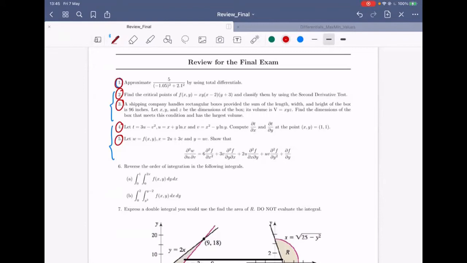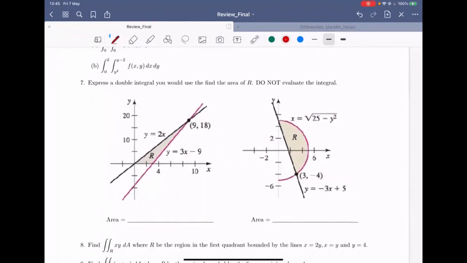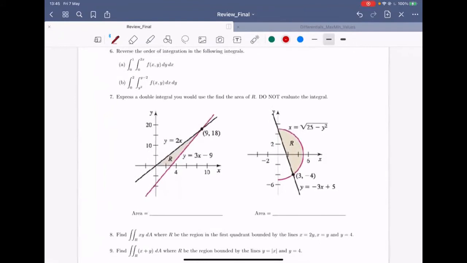Next, we're going to look at the integration chapter. Okay, now let's see. What you should expect for this chapter is that you need to know how to reverse the order, dx dy and dy dx. That is going to be the big part that I ask you on the exam.